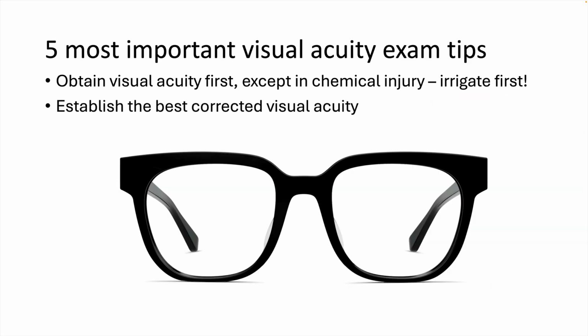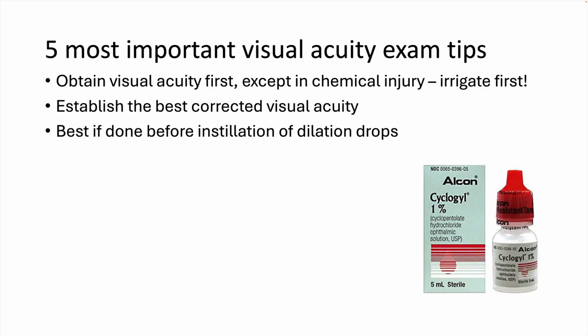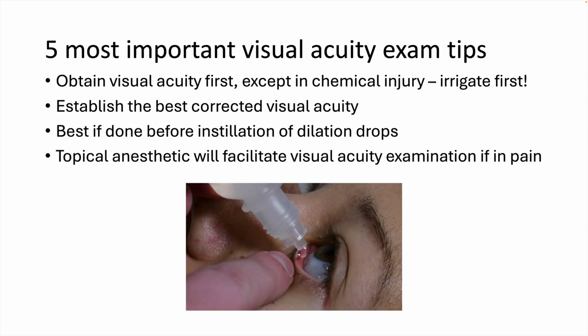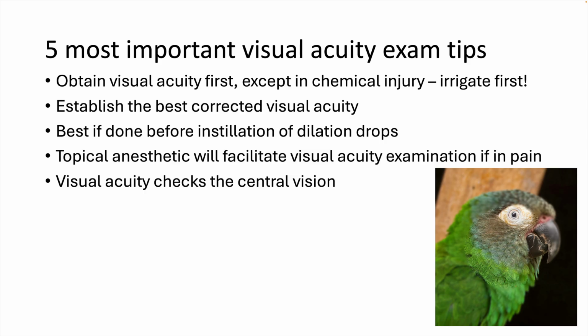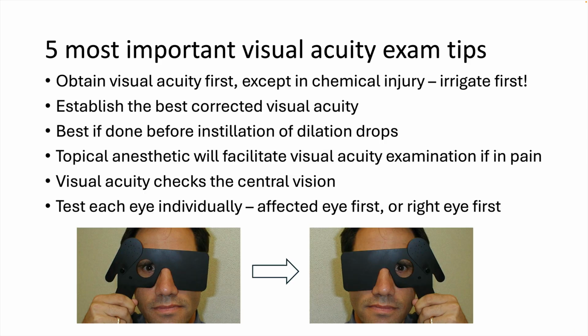Establish the best corrected visual acuity, which means if the patient wears corrective lenses, they should wear them for the visual acuity examination. Visual acuity is best performed before the installation of dilation drops. Topical anesthetic will facilitate visual acuity examination if your patient is in pain. Remember that visual acuity only checks the central vision. Test each eye individually, affected eye first or the right eye first, then the other.